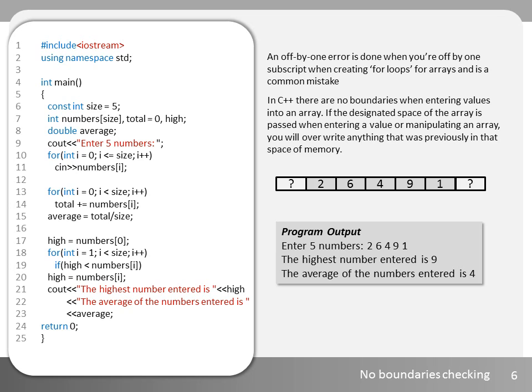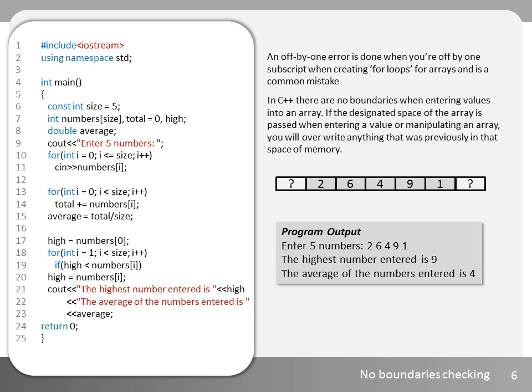Next, let's get the high number between the 5 elements entered. To do this, let's compare all the values using an if conditional statement. Now first, let's grab the first element of the array and save it as the current highest number. Then in the for loop, instead of starting at 0, we can start at 1, since we've already stored the first value as the highest.